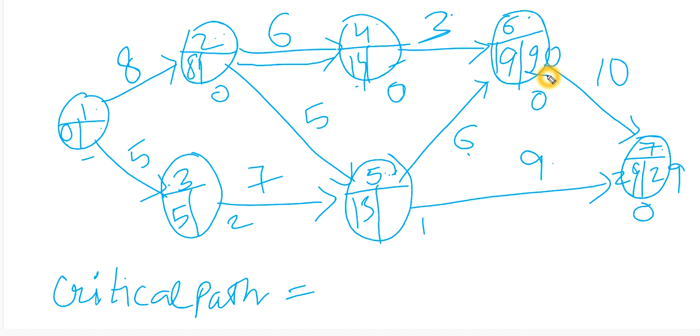Sorry, 29 minus 10 is 19. So here I'm going to write 19. Here it is 19. 19 minus now 5. 29 minus 9 is 20 and 19 minus 3 is 13. So I will take the smaller one.